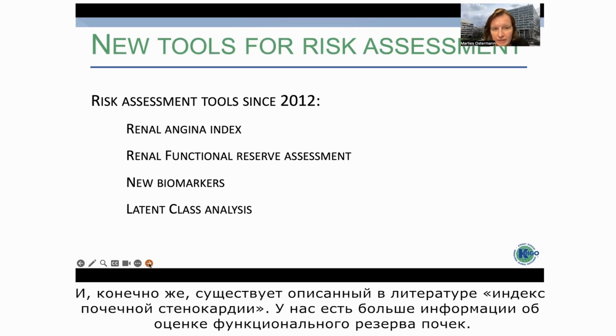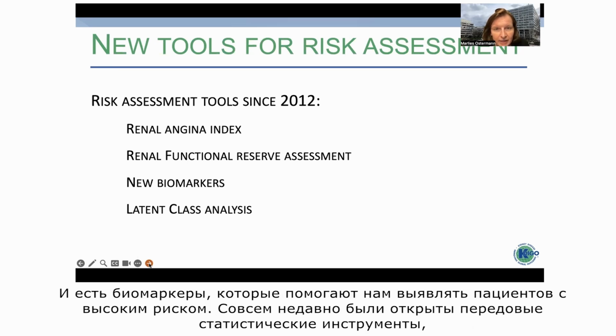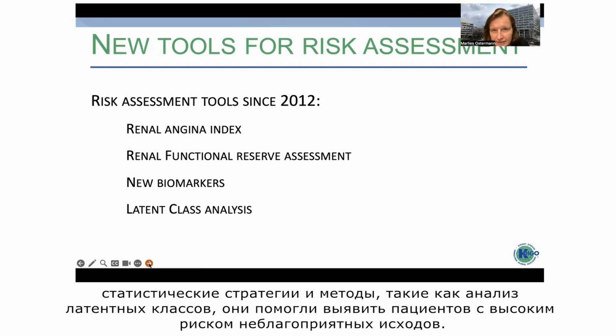And there's certainly the renal angina index, which has been described in the literature. We have more information about the assessment of renal functional reserve. And there are biomarkers that help us identifying high-risk patients. More recently, advanced statistical tools have been discovered, statistical strategies and methods like latent class analysis that have helped identifying patients at highest risk of poor outcomes.